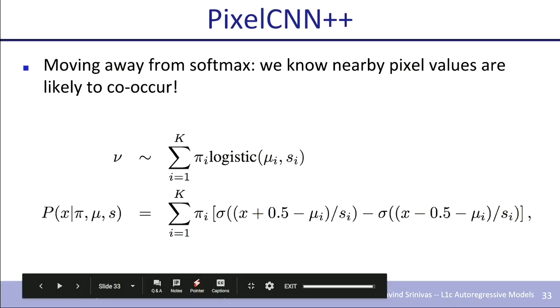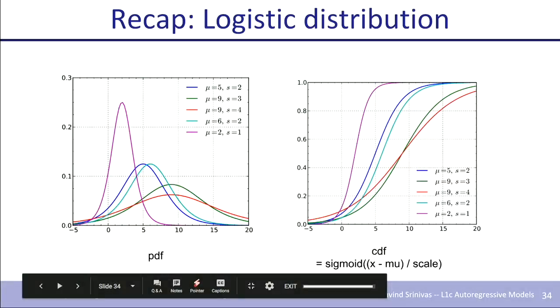And then you can choose certain continuous distributions that have properties that we like. One example is what we just talked about: nearby pixels should be more likely to co-occur. The specific choice in this model is called a mixture of logistics. The only reason we use a mixture of logistics is that its CDF is very easy to compute. As a recap, what does a logistic distribution look like? It looks something like a Gaussian, except it does not have as heavy tails. And the CDF looks something like this, and it can be computed very efficiently by applying a sigmoid to a location-scaled function.